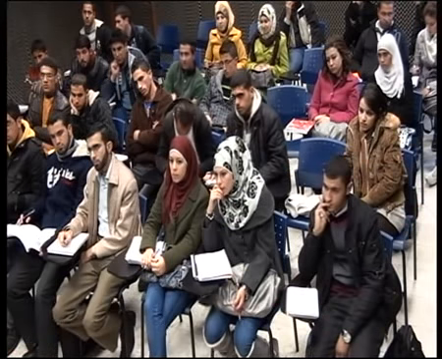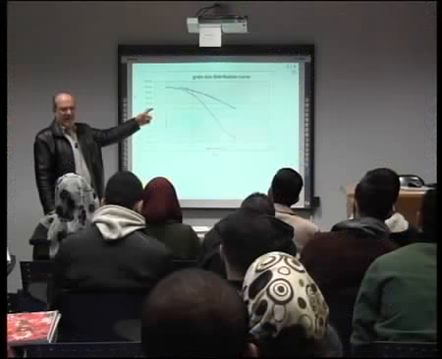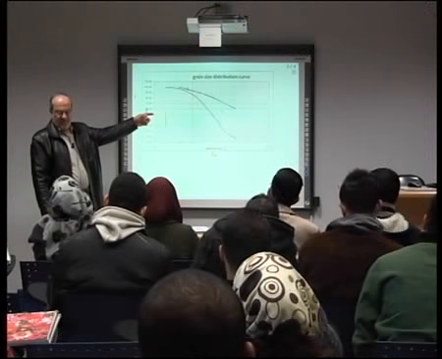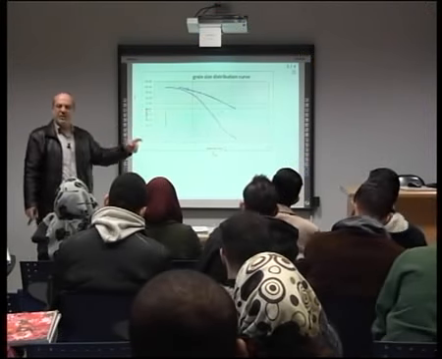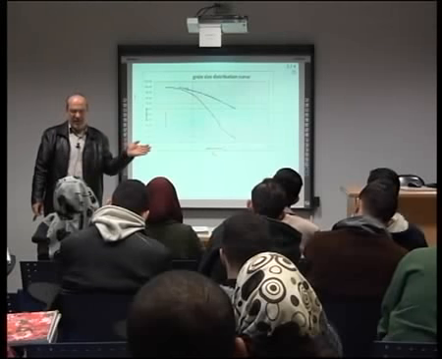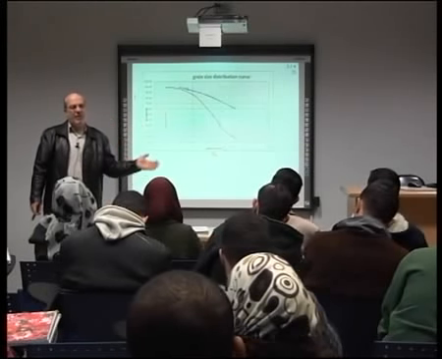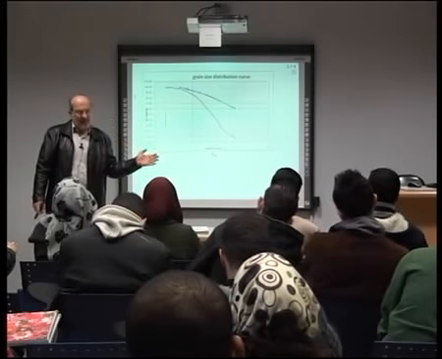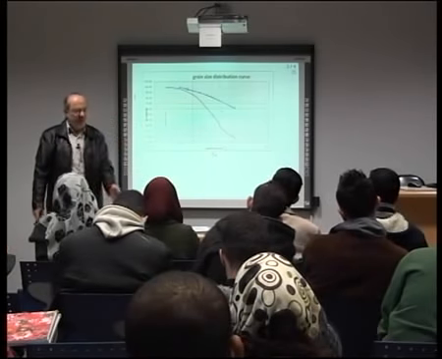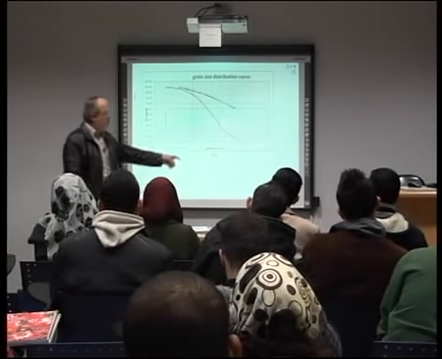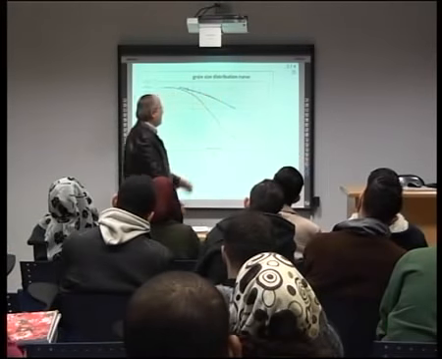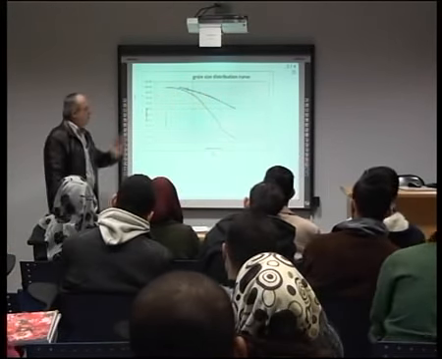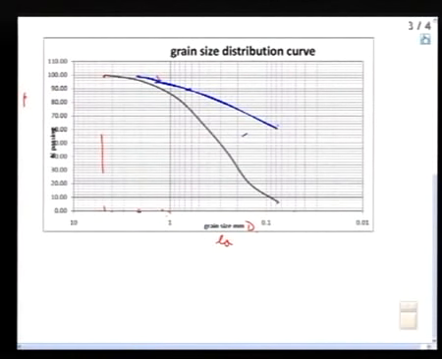Okay. You may not like this curve because it's not complete. Why? You see, 62% of the sample we did not classify. We just say that we have 62% of the sample fines, right? But what after? We don't know because we did not reach 0.001. I'll explain this later. But let us have this. This is a particle size distribution curve.